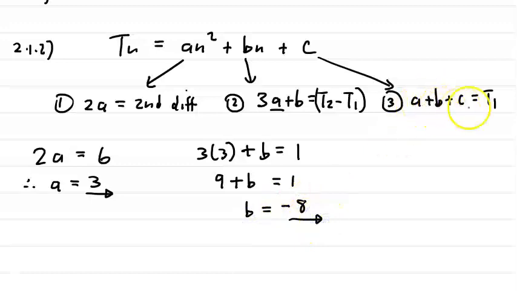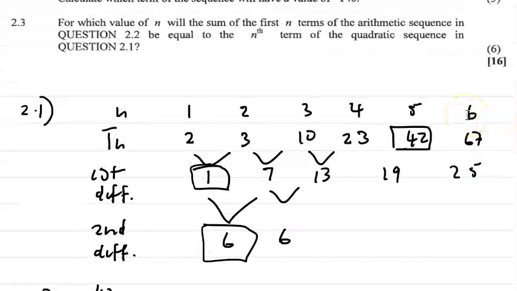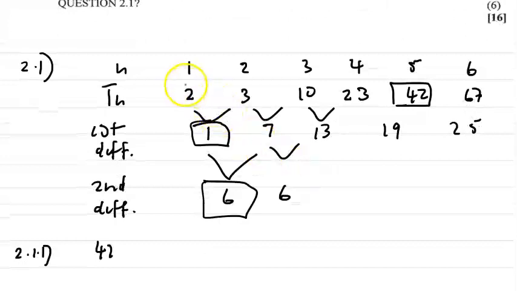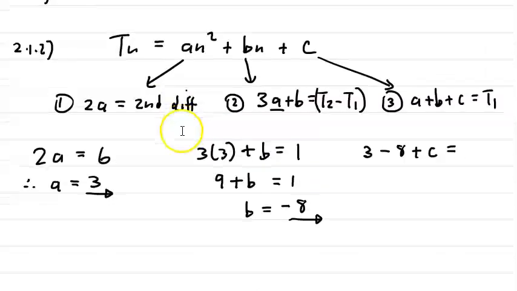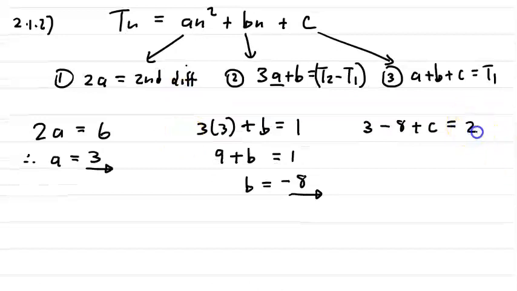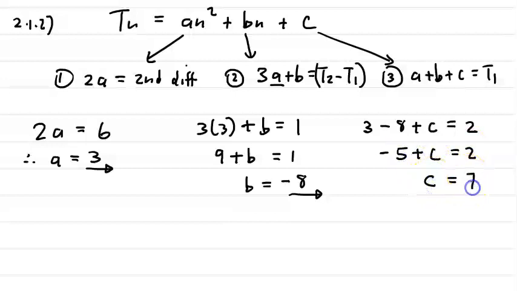Step number 3, a plus b plus c equals t1. So a is equal to 3, b is equal to minus 8, so that's minus 8, plus c equals t1, and the first term is 2. So therefore, we'll say equals 2, and let's solve now. So 3 minus 8 is minus 5, plus c equals 2, therefore c is equal to 2 plus 5, which is 7. And there you go, learners. We've got a, b, and c.